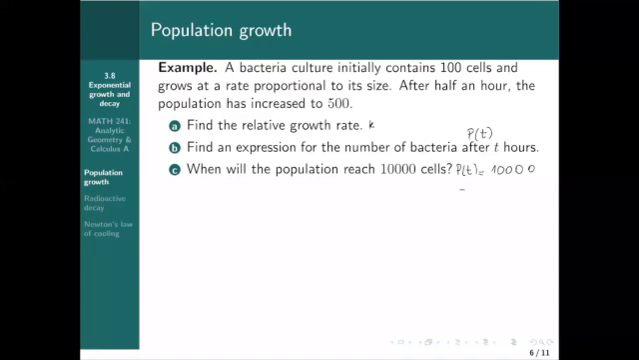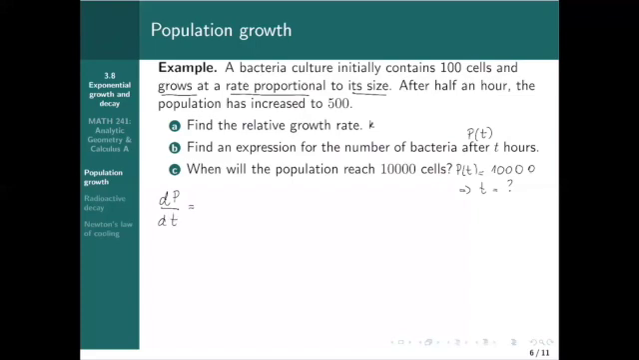And then this implies that T is equal to what? That's what we are asking in letter C. So let's interpret this problem. It's saying that the bacteria culture is growing at a rate that is proportional to its size. So the population is growing at a rate that is proportional to its size.